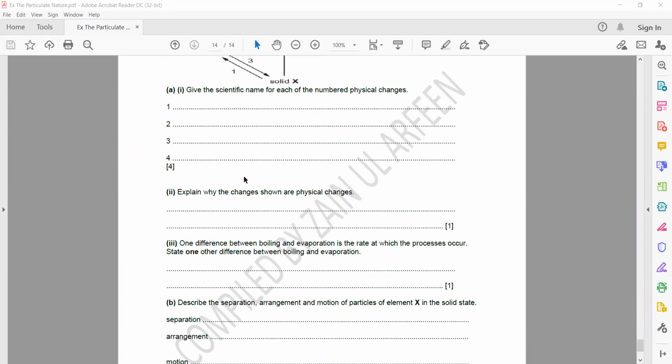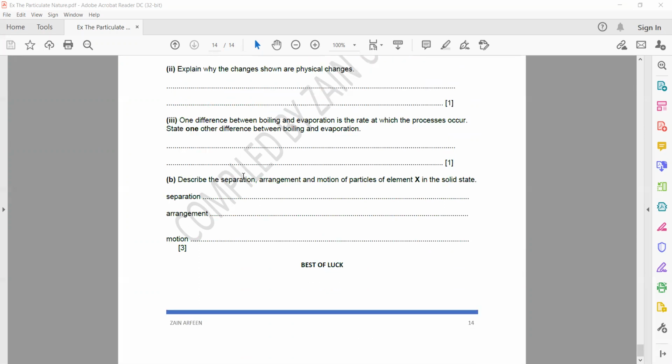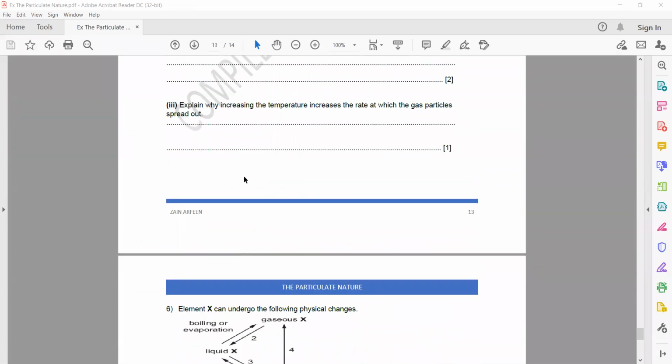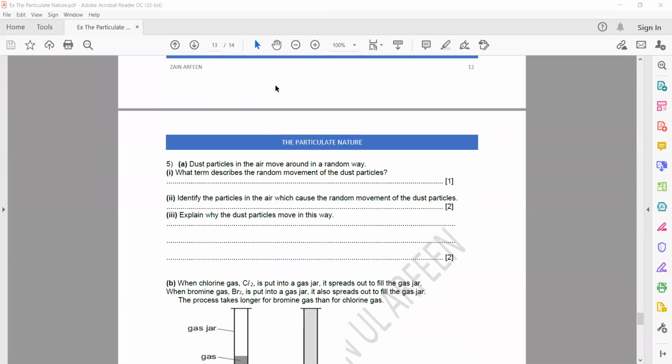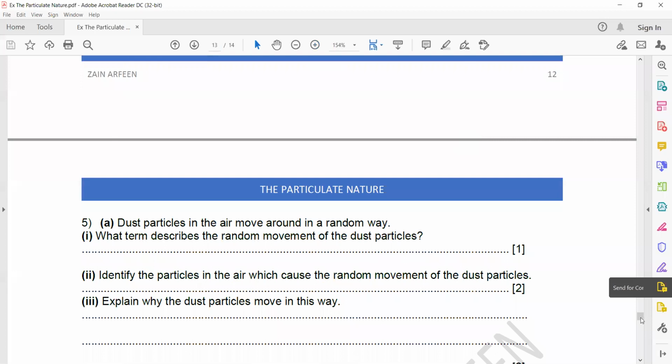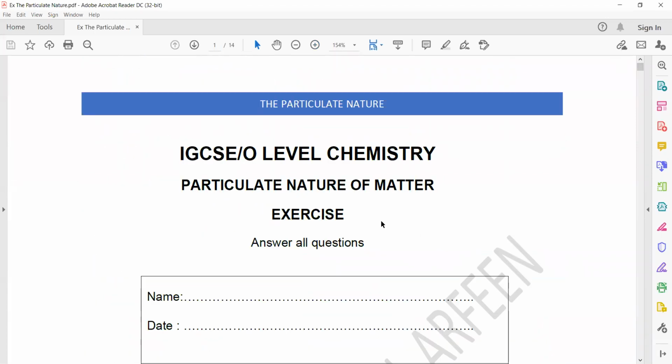Then this is the last question of this exercise, but I will not solve it because I will share this file as weekly homework. So we are done with topic 1, the particulate nature of matter.